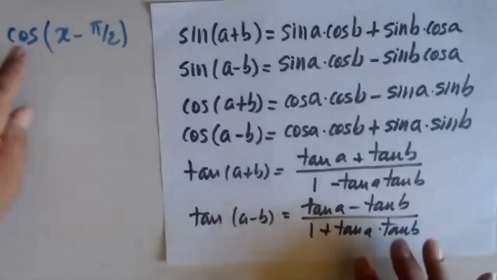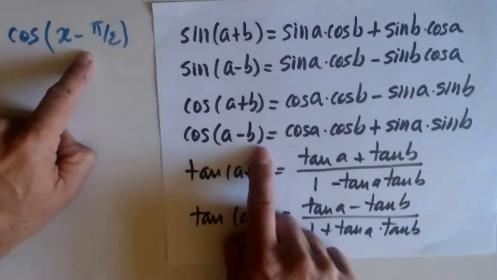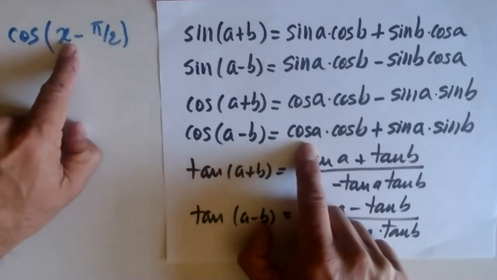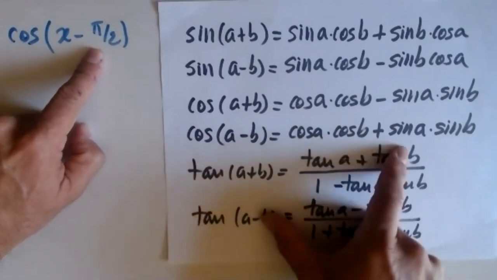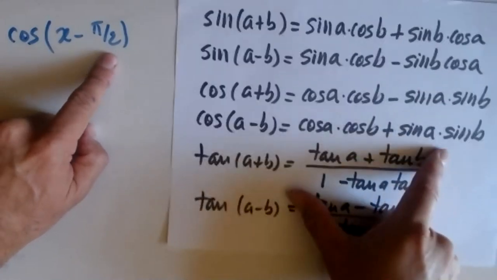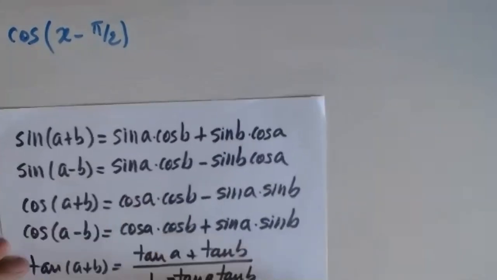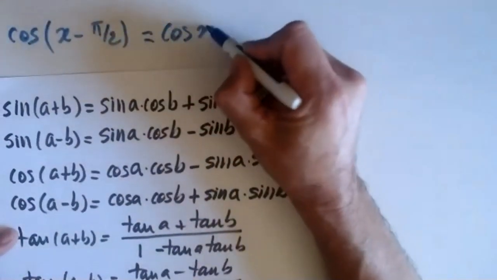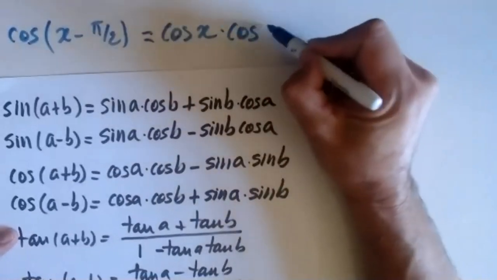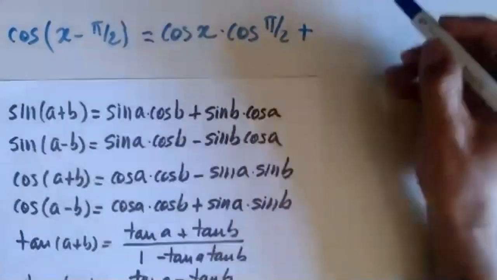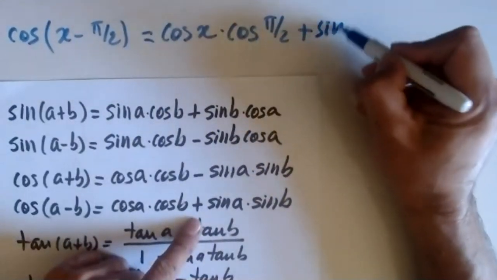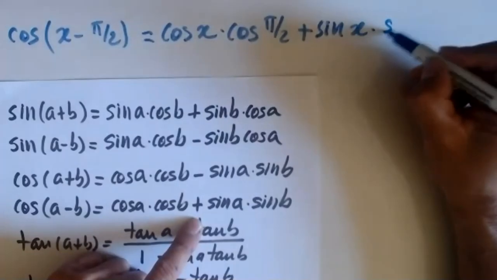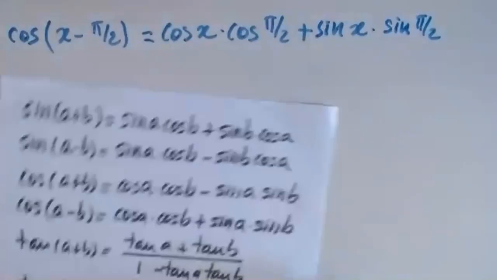That's not a problem because here are the formulas we're going to use, correct? So we know that cosine of the difference is this one. We have cosine of the first argument, cosine of the second argument, plus sine of the first argument, sine of the second argument. So this is going to be simply, I'm going to put it right here: cosine of x times cosine of pi over 2 plus sine of x times sine of pi over 2, correct?